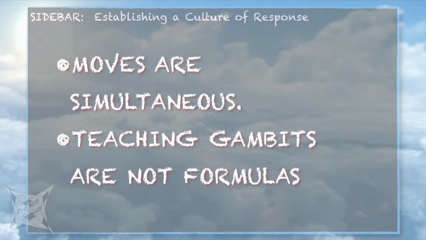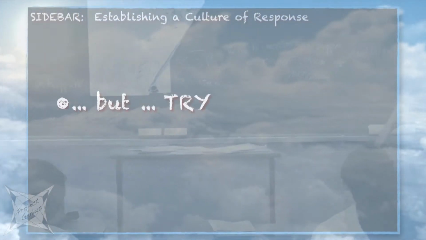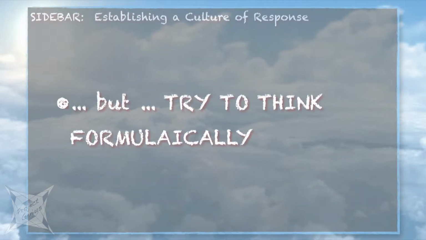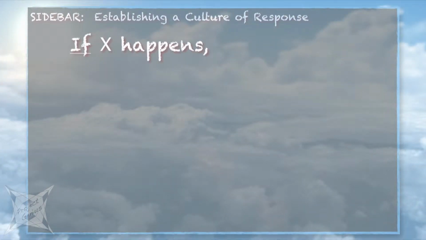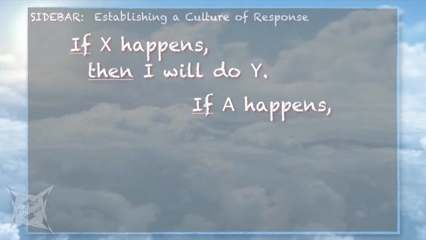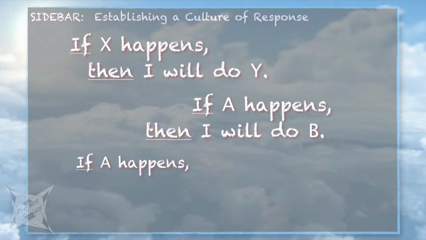What I am trying to do here is not necessarily to prescribe formulas that will always work for everybody, but rather to model the concept of thinking formulaically, thinking your way through a gambit. If you watched part 1 of this sidebar, you may recall that I recommended articulating a gambit in terms of if and then clauses. Let's look at each more closely now.